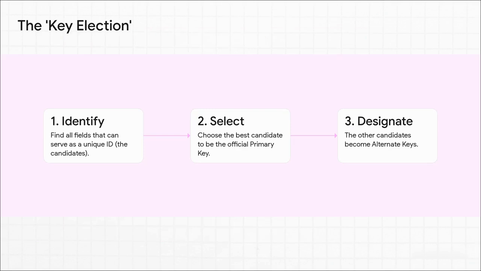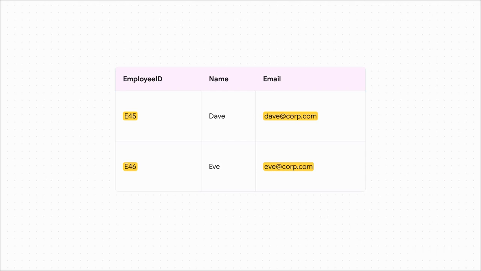I find it easiest to picture it like a key election. Step 1, you identify all the potential candidates. Step 2, you hold the election and pick the absolute best, most reliable one to become the primary key. So what happens to the candidates that lost? Well, they don't just go home, they get a new important title. They become alternate keys.